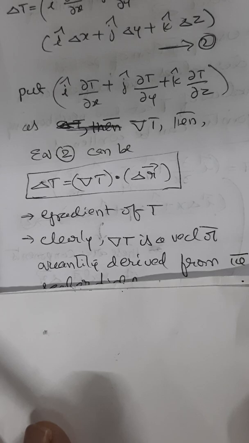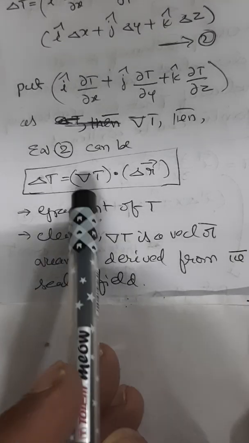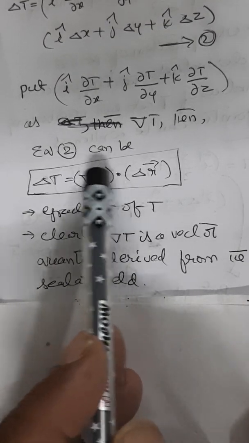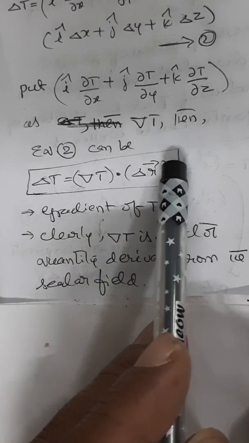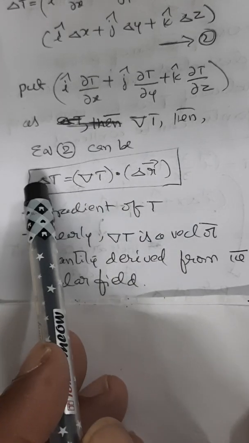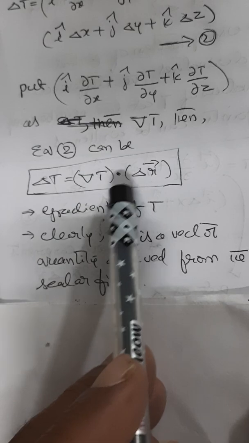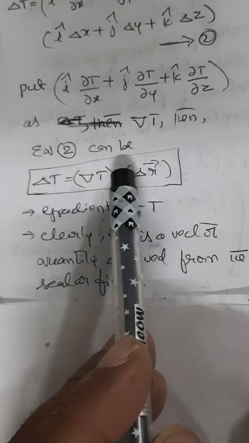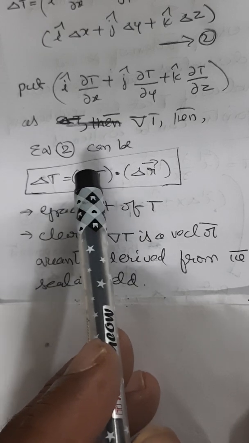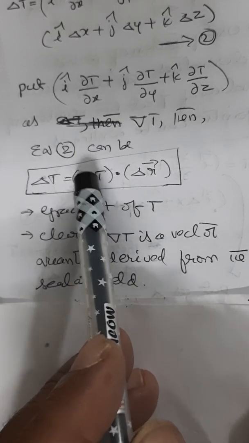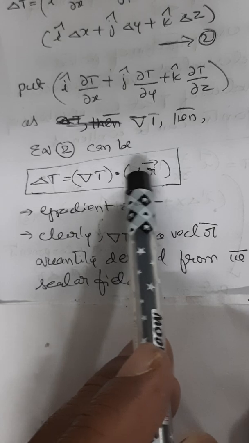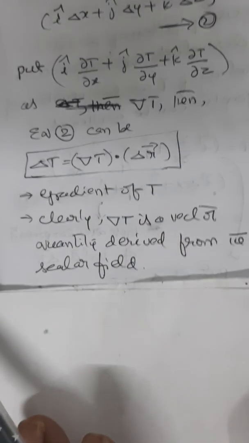If you observe this carefully, clearly this del T is a vector quantity derived from a scalar field. In this equation, on the right hand side, the first term where the del operator is used is the gradient of T. This is clearly telling us that del T is a vector derived from a scalar field.